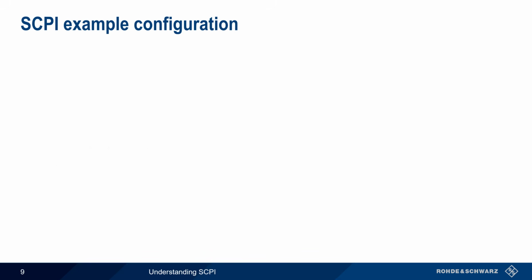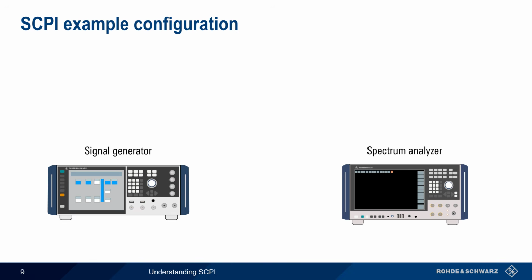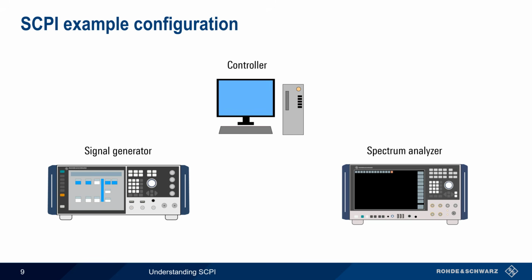Let's now walk through a simple example of controlling a signal generator and a spectrum analyzer from a PC using common SCPI commands. In this example, the controlling PC and the instruments are all interconnected via an Ethernet or LAN connection. But recall that other communications methods or interface types can also be used.